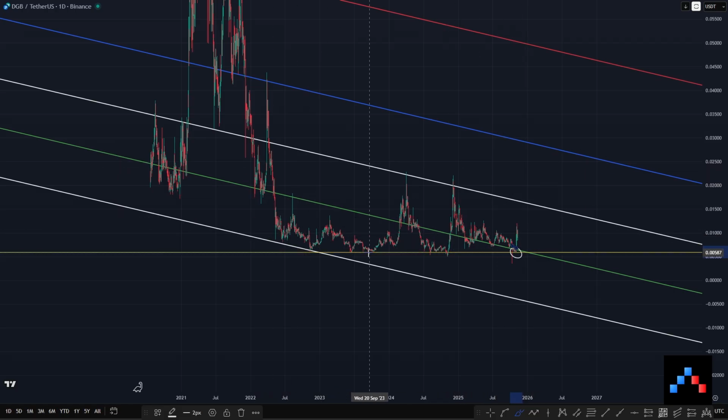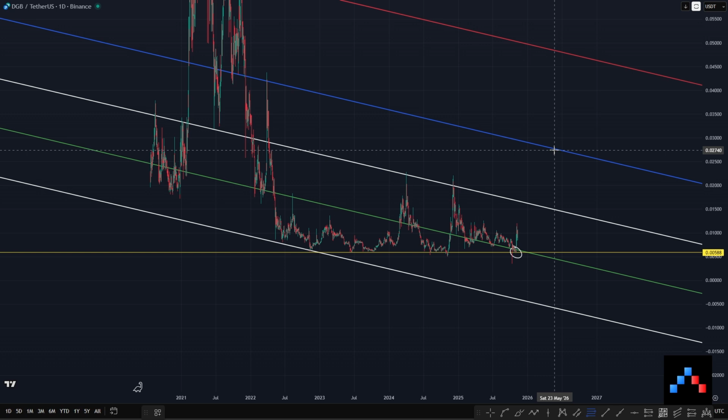We got support multiple times, the same level of support that's been tested, and we're expecting this coin to go and have a very nice and juicy rally. Let's see what kind of target we can expect.